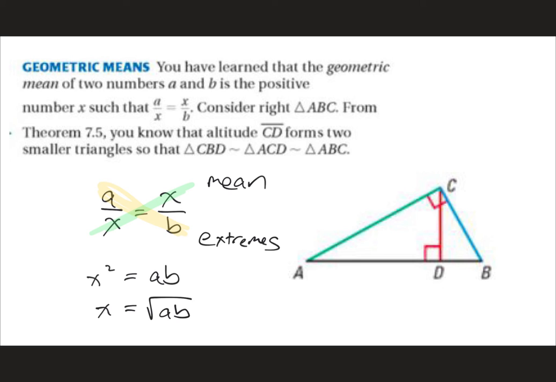Okay, how this relates. In this triangle here, we can say that the distance between AD, we can call that A, and the distance between DB, we can call that B, and we can call the altitude X. The longer leg of the medium triangle A over the short leg of the medium triangle X is equal to the long leg of the small triangle X over the shorter leg of the small triangle B. A over X is equal to X over B. And in computing that, X is the geometric mean of A and B.